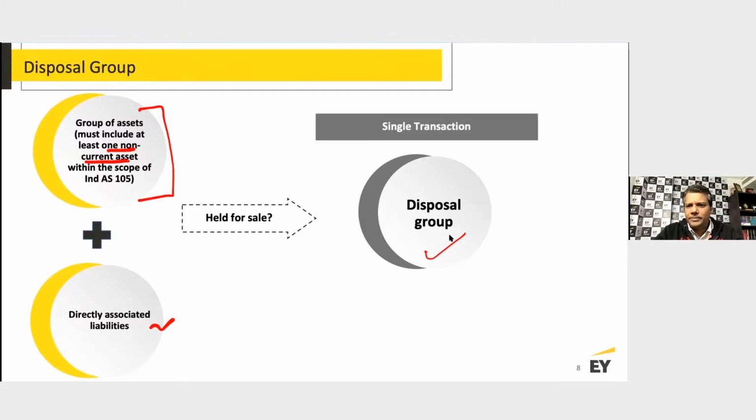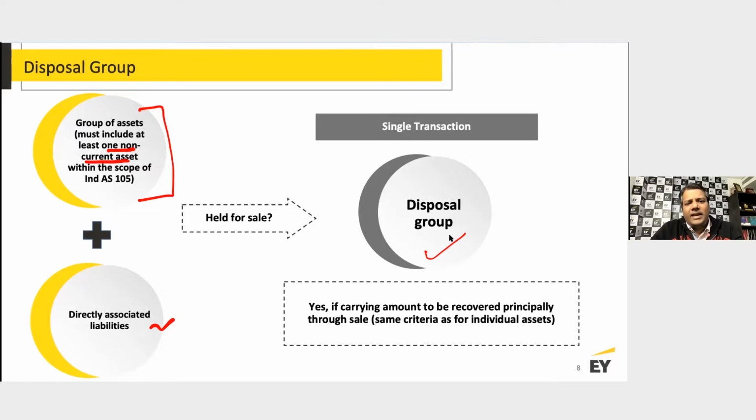In a way, it's a single transaction. In a single transaction, you intend to dispose of them. They are called a disposal group when you intend to recover the carrying amount principally through sale. A group of assets which has at least one non-current asset, plus associated liabilities which are held for sale, is called a disposal group, to be recovered principally through sale.